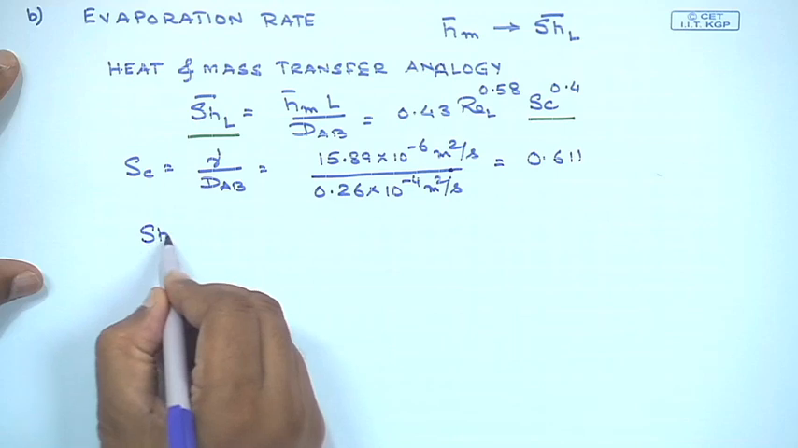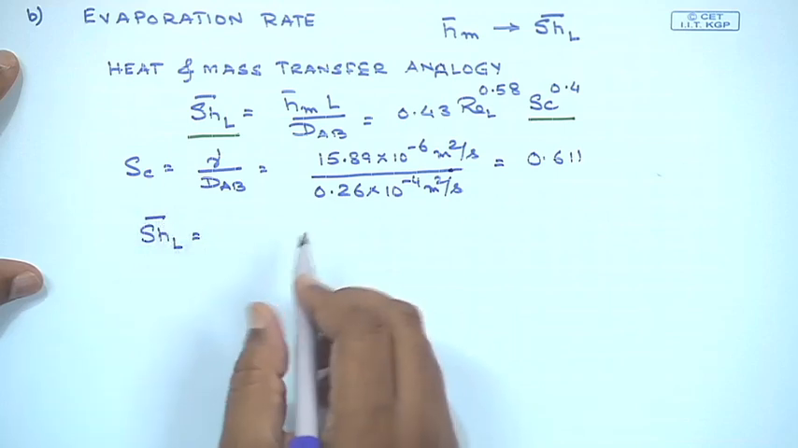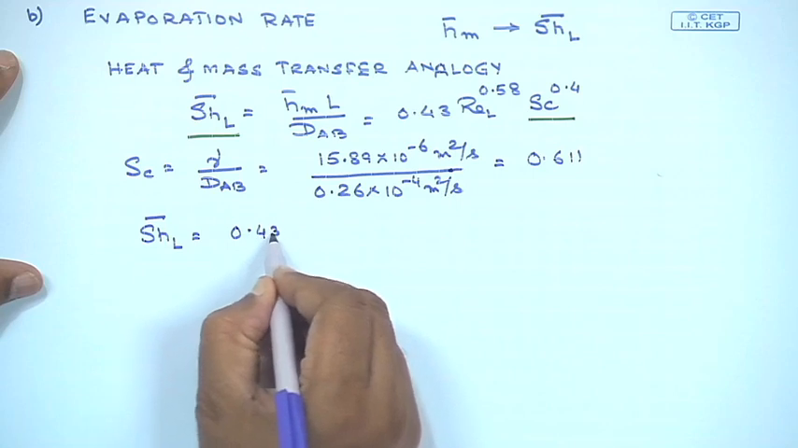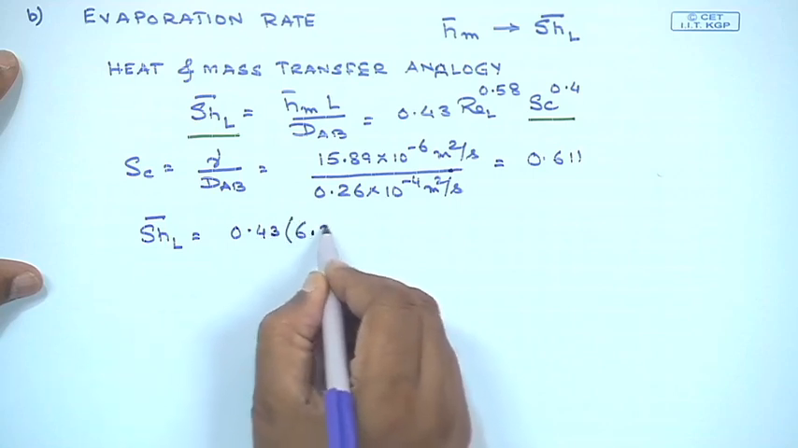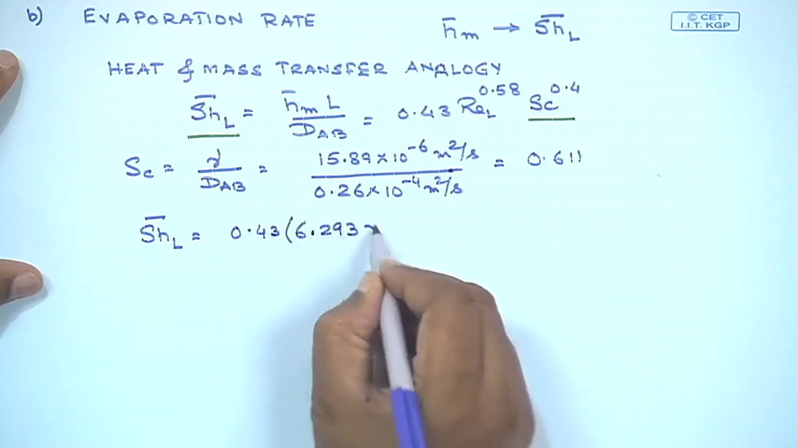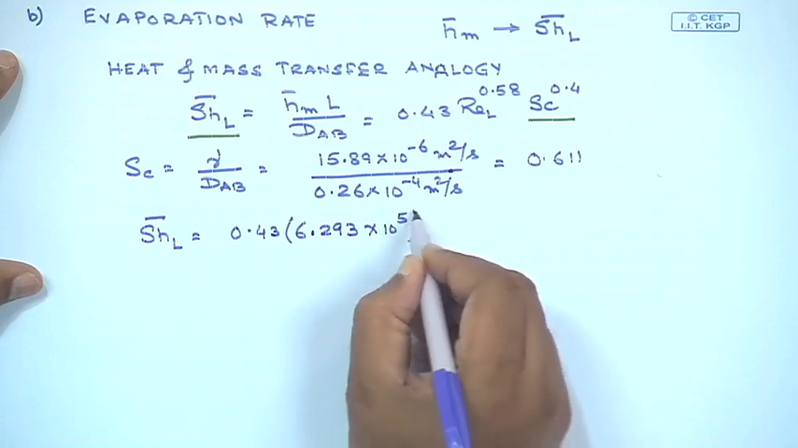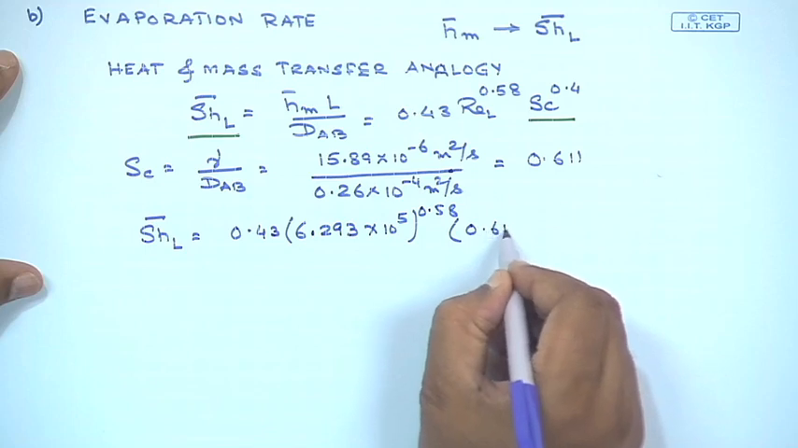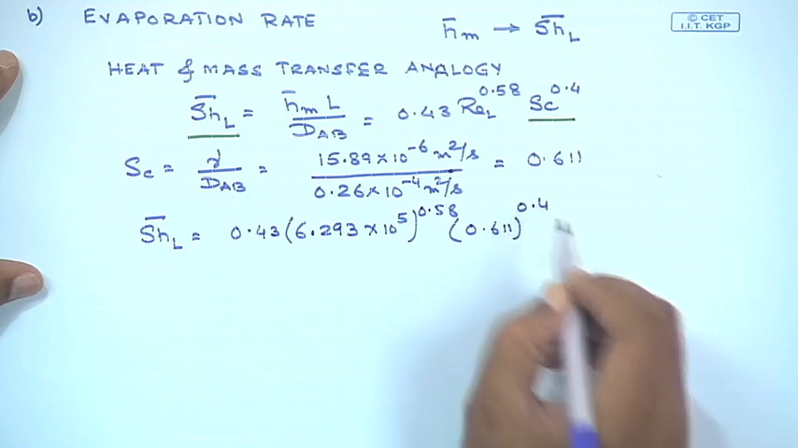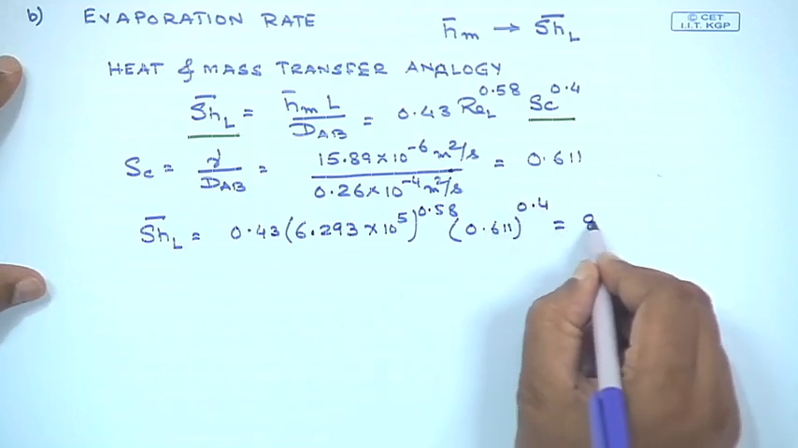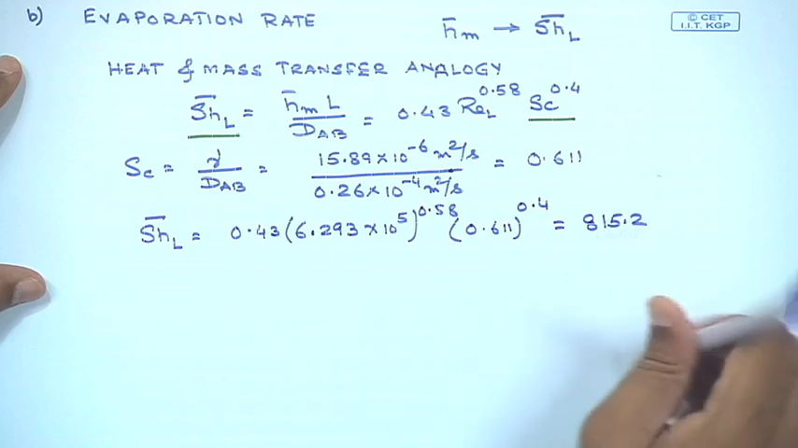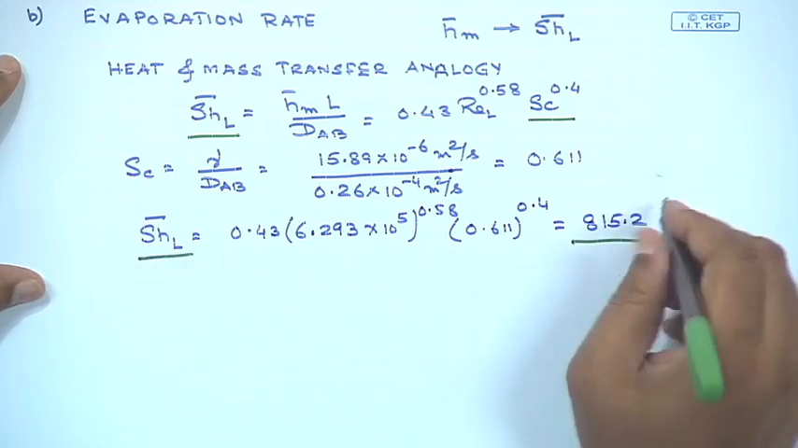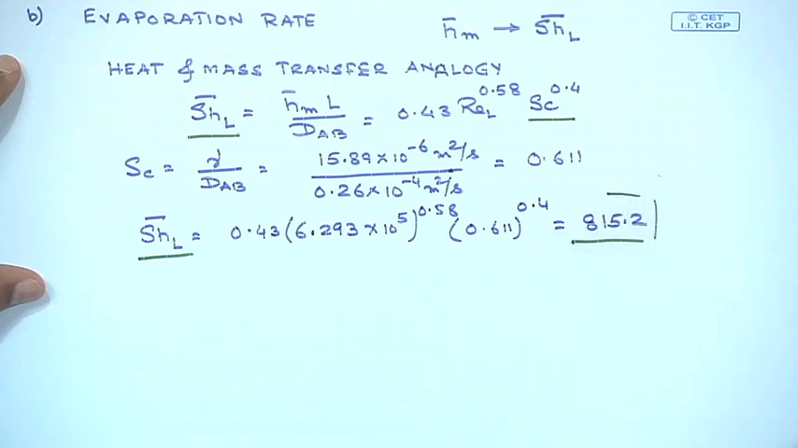So, your Sherwood number based on length would simply be equal to 0.43 times Reynolds, which is 6.293 into 10 to the power 5, to the power 0.58, times Schmidt number 0.611 to the power 0.4. So, this would be equal to 815.2. This is going to be the value of Sherwood number for the case of mass transfer.